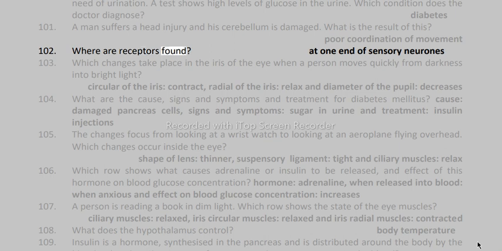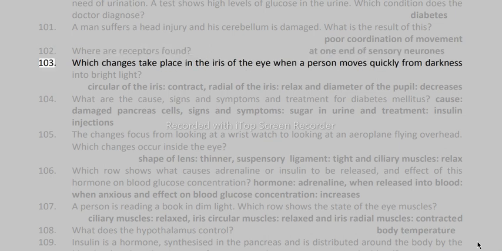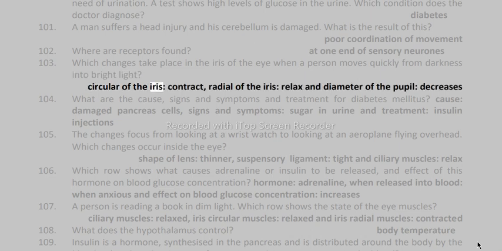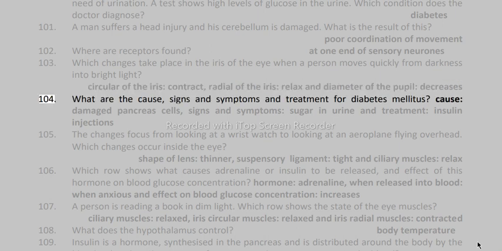102. Where are receptors found? At one end of sensory neurons. 103. Which changes take place in the iris of the eye when a person moves quickly from darkness into bright light? Circular muscles of the iris contract, radial muscles of the iris relax, and diameter of the pupil decreases.